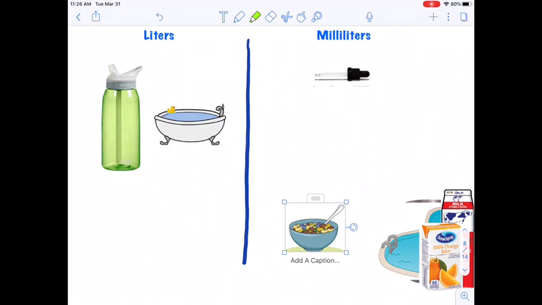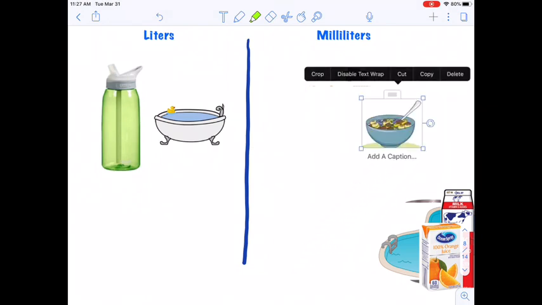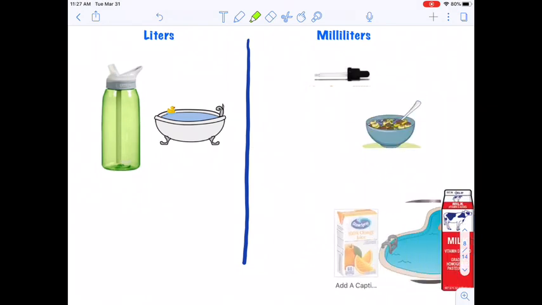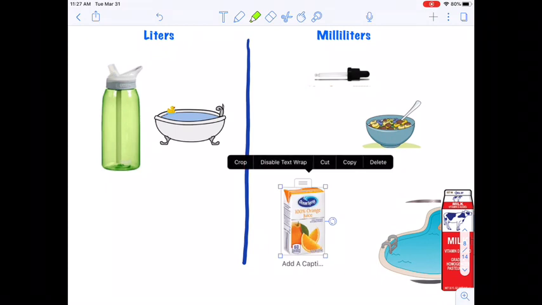How about this cereal bowl? Do you think you could tell me this in milliliters, or do you think liters? Now think about a cereal bowl for a minute. Do you think it's bigger than your water bottle that's about the size of 1 liter? Or do you think it's smaller than your water bottle that's about the size of 1 liter? It's probably smaller than a liter, so we would categorize this with milliliters.